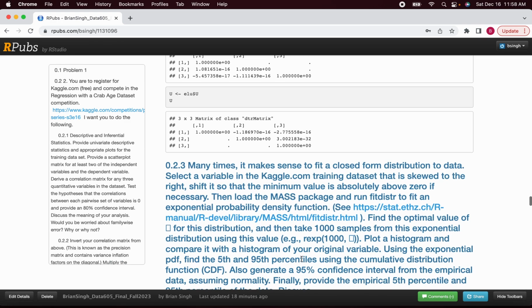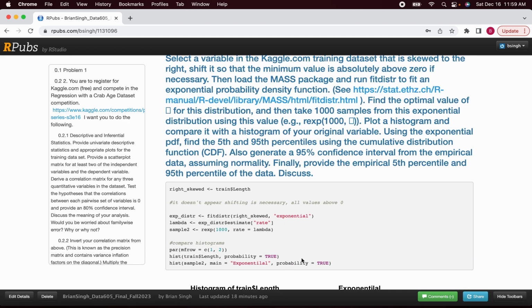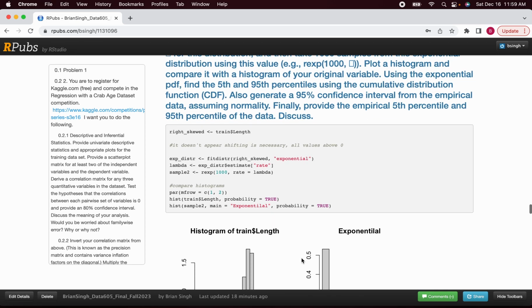The next part of the problem wants us to select a variable that's right skewed, and if you look at the histograms above, you can see that length is. And then it wants us to shift if necessary. I don't think it's necessary in this case. All the values are above 0. And then it wants us to fit an exponential probability density function using the fit distribution method. And yeah, I just did a Google on how to do that quickly, not hard.